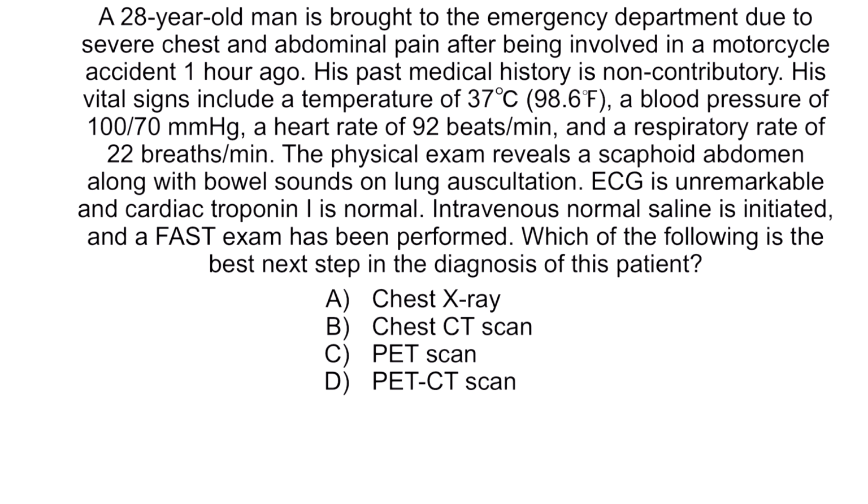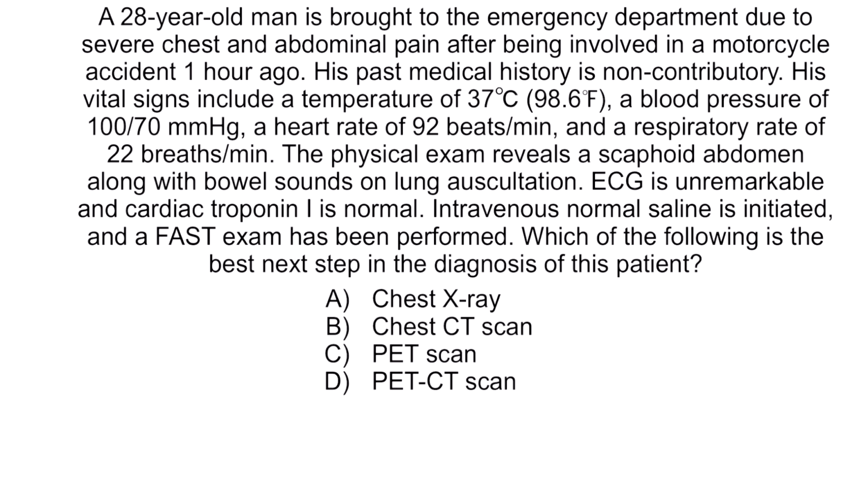ECG is unremarkable, and cardiac troponin I is normal. Intravenous normal saline is initiated, and a FAST exam has been performed. Which of the following is the best next step in the diagnosis of this patient? A. Chest X-ray. B. Chest CT scan. C. PET scan. D. PET CT scan.